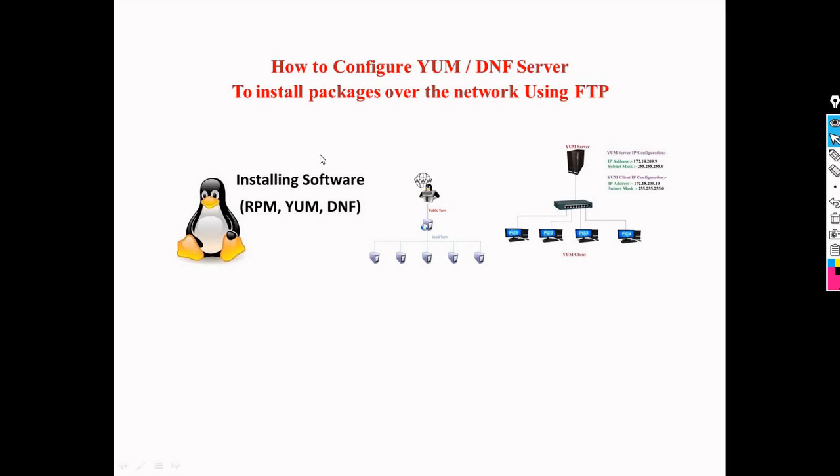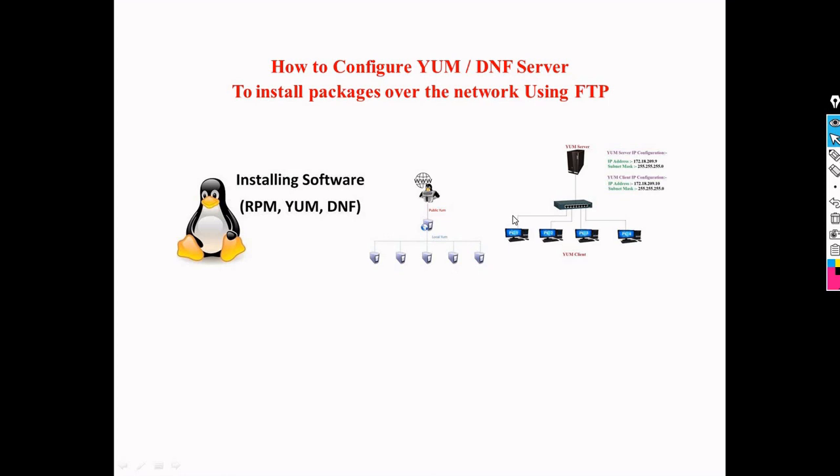In this video, we will see how to configure a Yum server and install packages over the network by using FTP. In the previous video, we saw how to install packages locally by using an ISO file or DVD. In this video, I will configure a centralized Yum server and install the packages to the client machine from the Yum server.